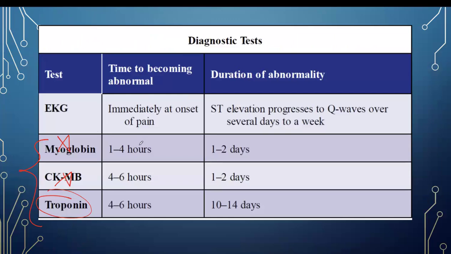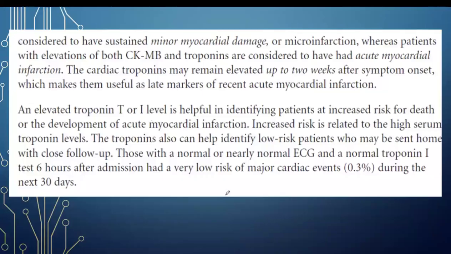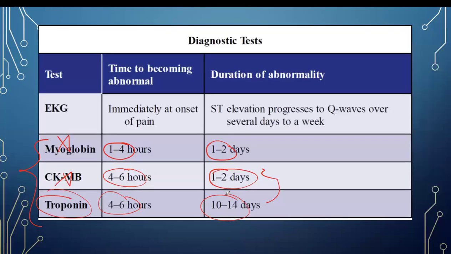Myoglobin will start to become abnormal in a patient with myocardial infarction in 1 to 4 hours, and the abnormality will last only 1 to 2 days. CKMB and troponin will start to rise in 4 to 6 hours. The difference between these two is important: CKMB will only be elevated for 1 to 2 days, whereas troponin can be high for 10 to 14 days. The question comes in exams sometimes based on this duration.